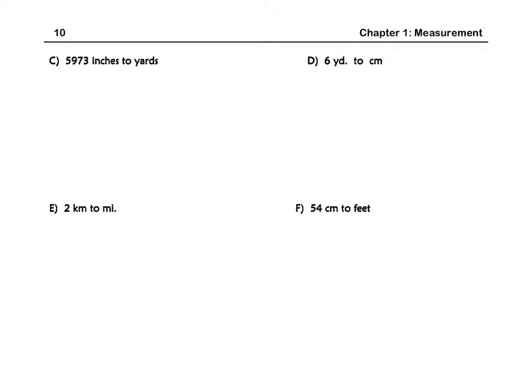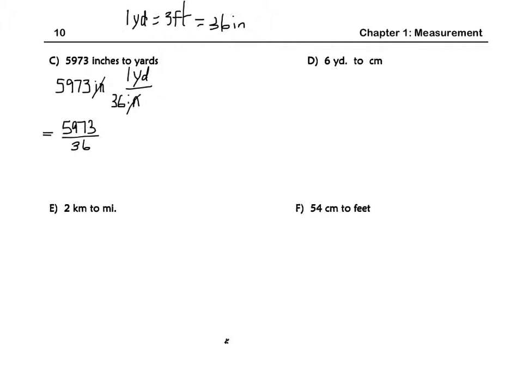Okay, the next one is 5,973 inches to yards. We don't have inches to yards, but we can change the inches to feet and then feet to yards. Or if you want to remember that there's 36 inches in a yard, you can certainly use that as well. Right? Because one yard is 3 feet, which is 36 inches. So we can probably just go right to that. 5,973 inches, and we can change the inches to yards. In 1 yard, there are 36 inches. So we would be taking 5,973 divided by 36, inches cancel, and you're left with yards.